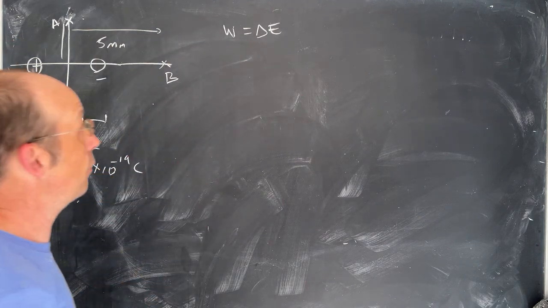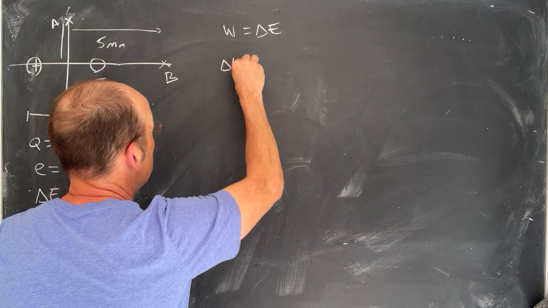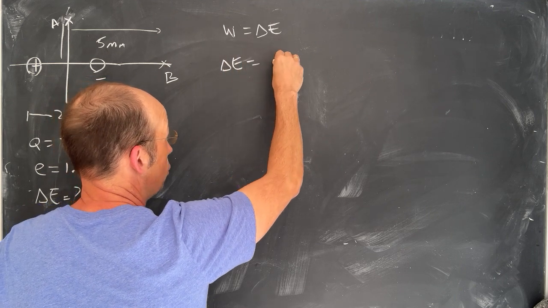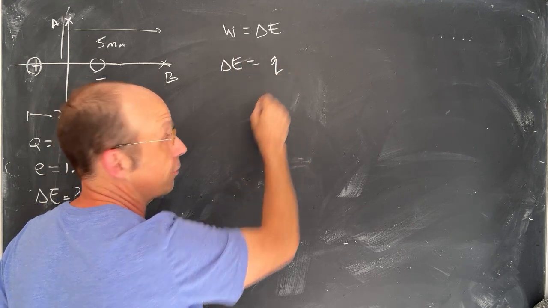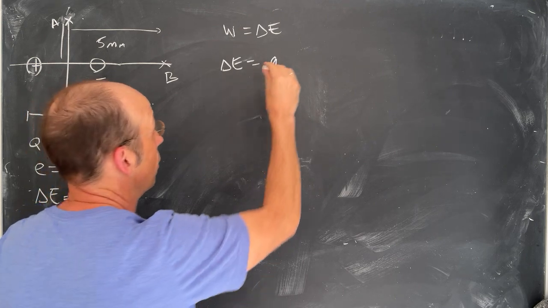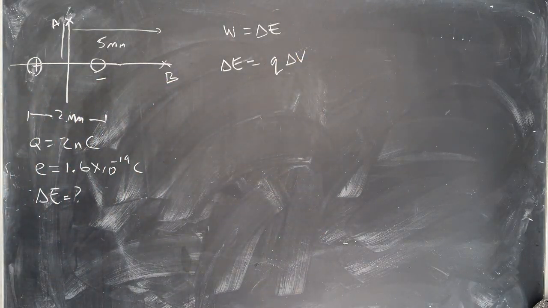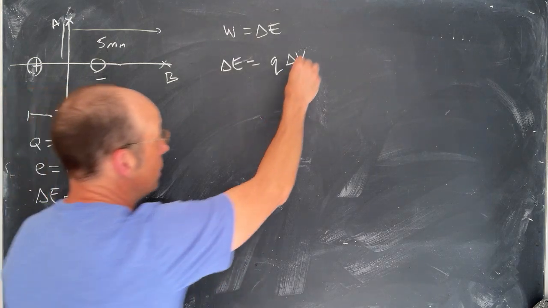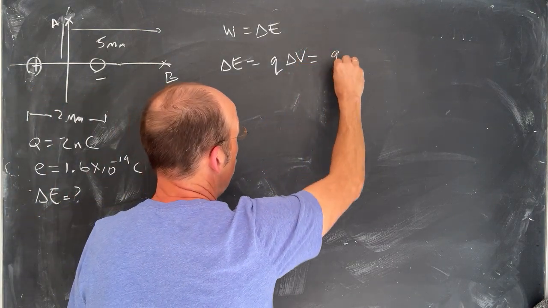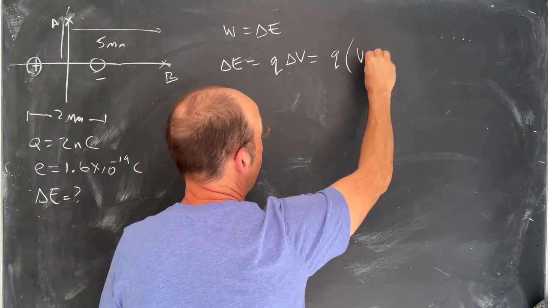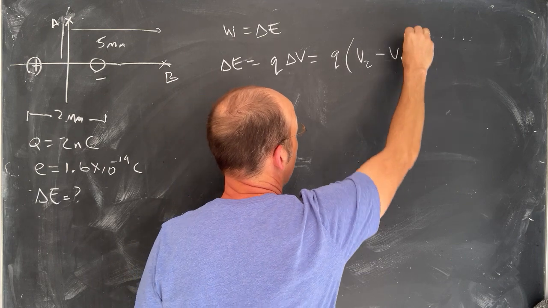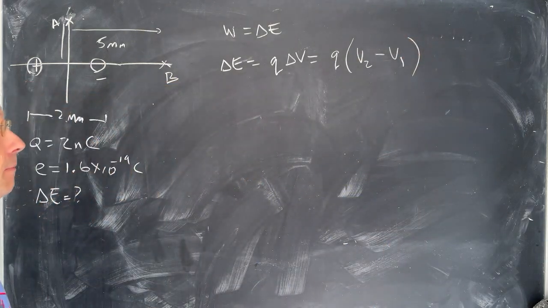So that means that I can write the change in energy as the charge. I'll write the charge of the electron as Q for right now, which is negative e, times the change in electric potential. So this is going to be Q times V2 minus V1. And that's the energy needed to bring it in.